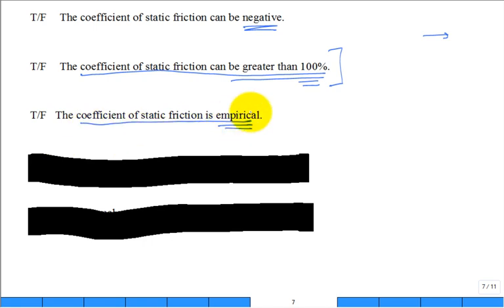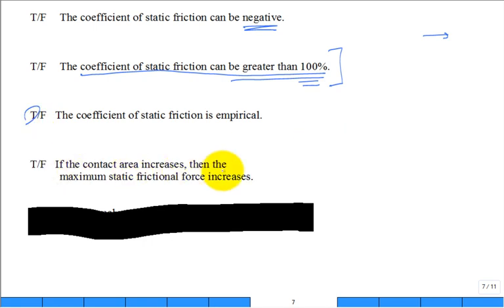Okay. And then the coefficient of static friction is empirical. Well, since I don't know the meaning of the word empirical, no, that's not how you answer questions like that. What does empirical mean? It's based on measurements. It's not theoretically derived. It's like I have this coefficient, and then how do I go measure it in the lab or different places? It's very empirical, so that's true.